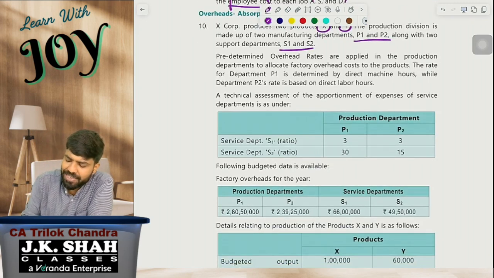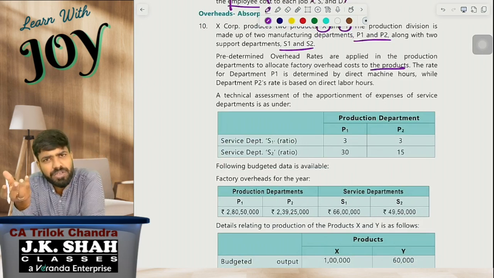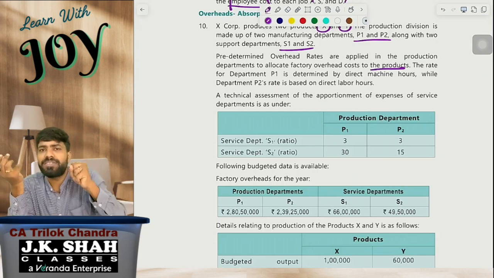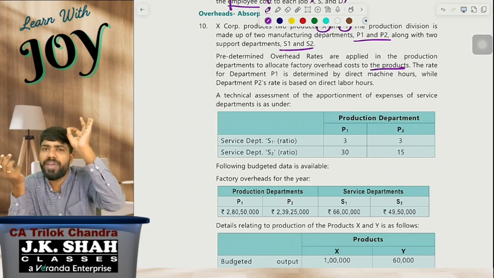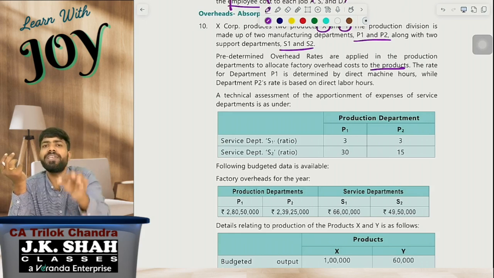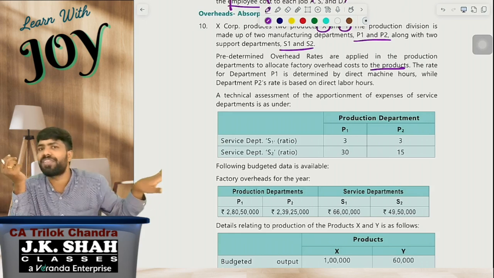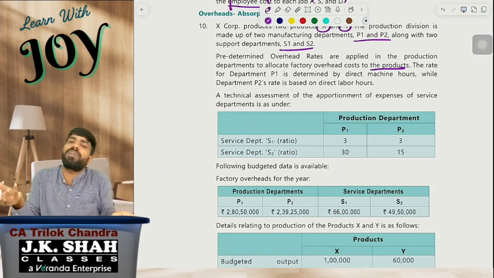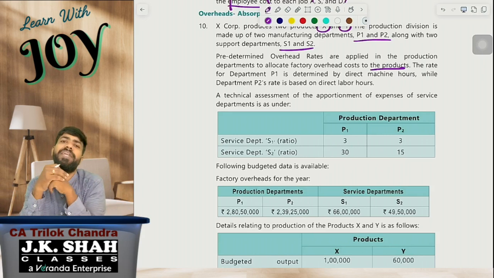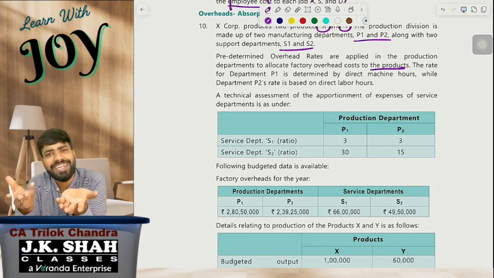Predetermined overhead rates are applied in the production department to allocate factory overhead cost to the product. We all know about this. Whenever we are absorbing the overheads, we always use the budgeted rate. We will never use the actual rate. Why? Because we don't know the actual rate. When will we get to know the actual rate? At the end of the period. We don't know the actual rate at the beginning, so we are using the budgeted rate.